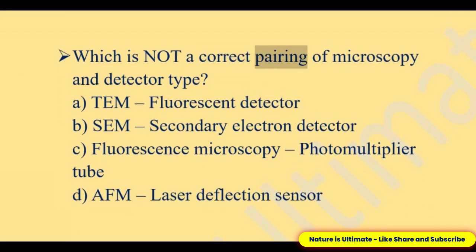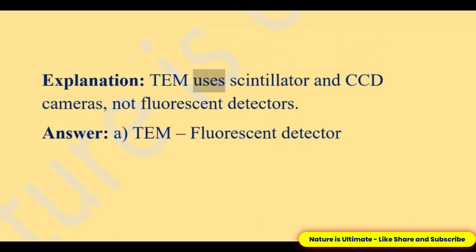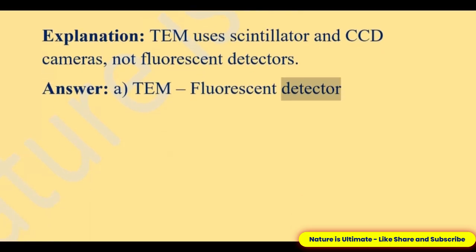Which is not a correct pairing of microscopy and detector type? A. TEM, fluorescent detector. B. SEM, secondary electron detector. C. Fluorescence microscopy, photomultiplier tube. D. AFM, laser deflection sensor. Explanation: TEM uses scintillator and CCD cameras, not fluorescent detectors. Answer: A. TEM, fluorescent detector.